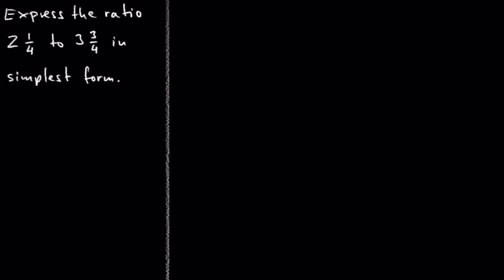Express the ratio 2 1/4 to 3 3/4 in simplest form. 2 1/4 stands in front of the word to, and 3 3/4 stands after the word to. So we can write 2 1/4 on the top and 3 3/4 on the bottom of the fraction.